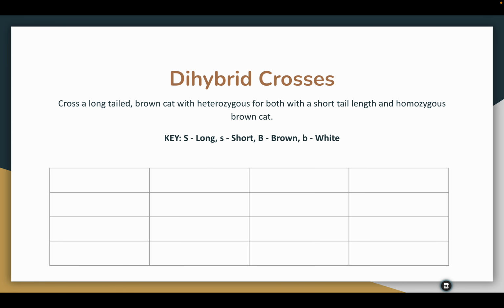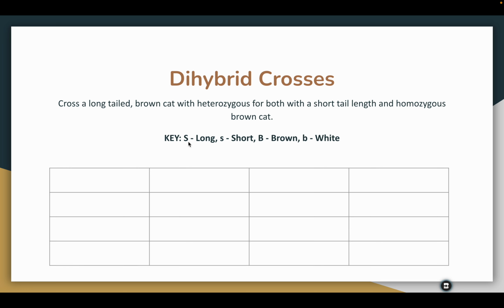Well, here we go. Our question says we're going to cross a long-tailed brown cat that is heterozygous for both with a short-tailed, homozygous brown cat. Oh, geez. Okay. So here's what I'm going to do. I'm going to make myself a little key, and it's actually already given here for me. So just understanding the language here, looking at the actual question and reading it carefully as it says in step 1, I can make a key. And the key is given to me this time.